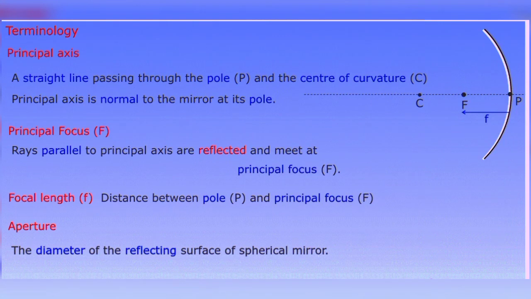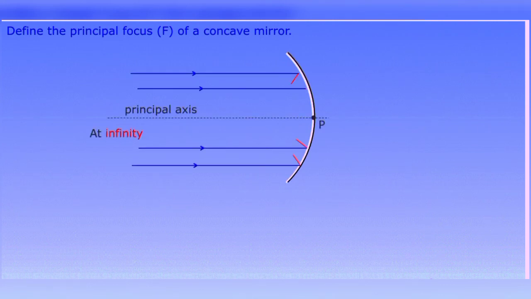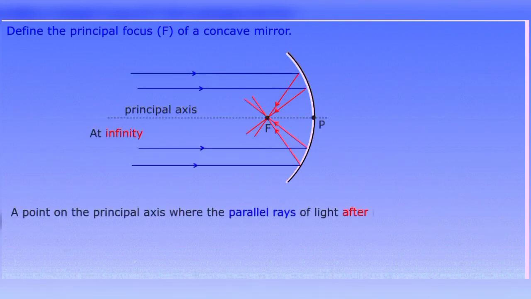And next is aperture. The diameter of the reflecting surface of a spherical mirror is known as aperture. Define the principal focus F of a concave mirror. A point on the principal axis of a spherical mirror where the rays of light parallel to the principal axis meet after reflection is known as principal focus.